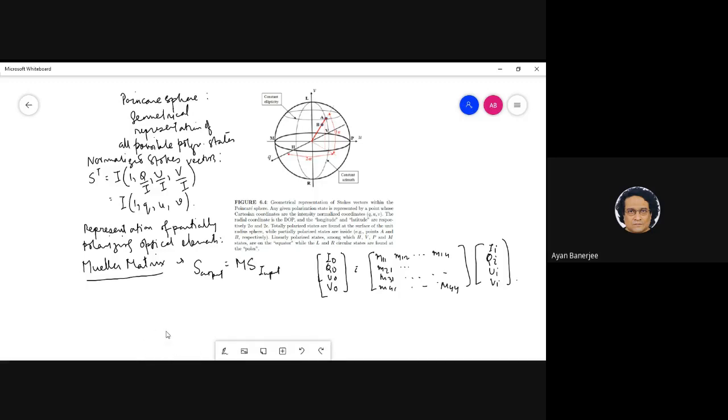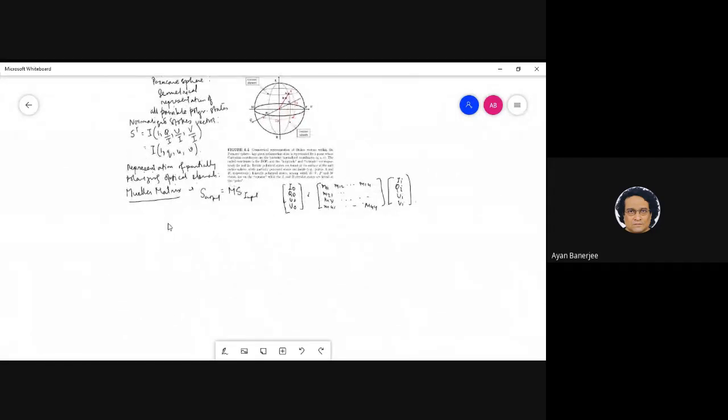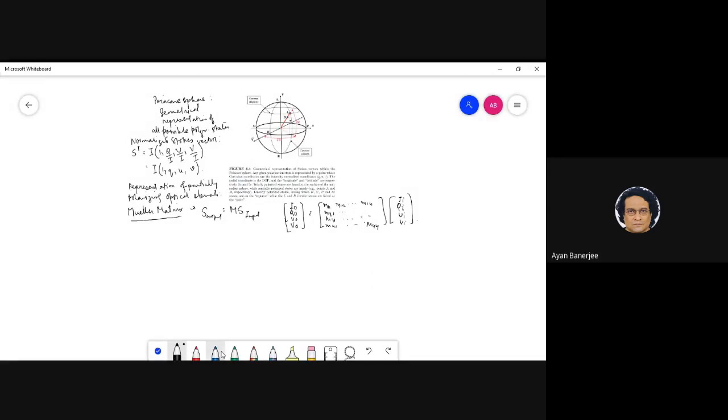So basically, let me just write. Using the phi matrix formalism allows one to establish a relationship between the Jones and Stokes-Muller formalisms.